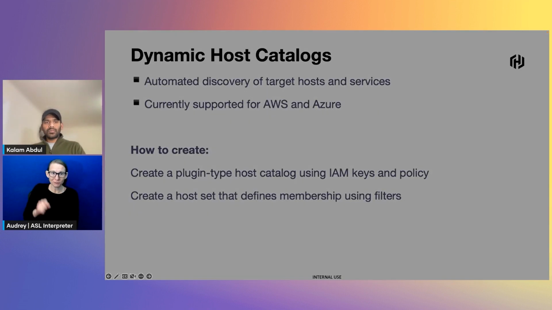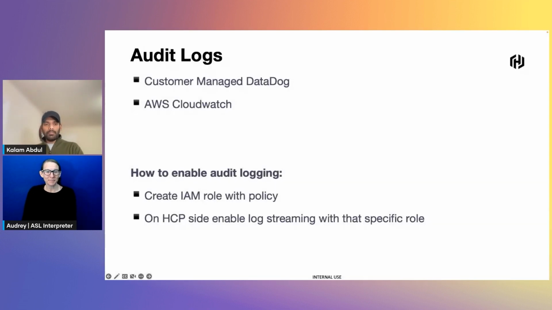So with that, some of the important things: audits, right? We need to make sure the audits are enabled so we can go back and see who accessed what, right? Today Boundary supports customer-managed Datadog and also AWS CloudWatch. To enable the audit logs, you need to have a proper ARN role set up on AWS with the proper permissions. And you can use that role in the HCP UI to enable the log streaming, right? So you need to have a proper role with the permissions.